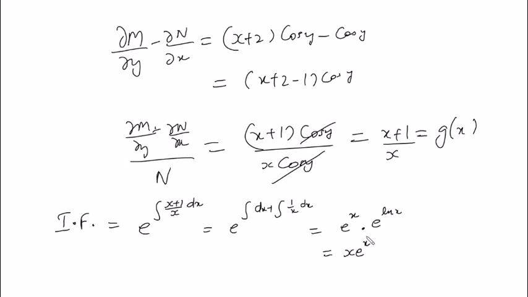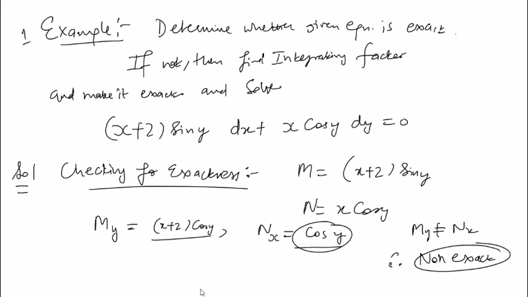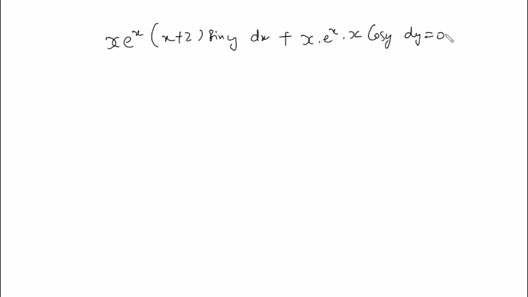Is that fine? So once you get your integrating factor, so we know what was the definition of integrating factor. Now you have to multiply that with the original equation and then you will see the equation will turn into exact. So this is the original equation. I'm going to multiply this with x into e raised to power x. Yes. So it's x into e raised to power x, x plus 2 sine y dx, x into e raised to power x into x cos y dy is 0.